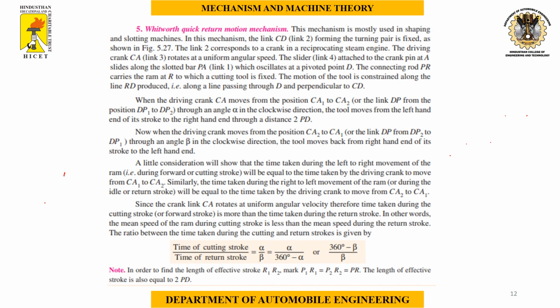The Whitworth quick return mechanism is also like the previous one, where the cutting stroke is longer than the return stroke, but the complicated movement or arrangement of links isolates this mechanism's usage. It is also used in some smaller portions where the mechanism may be in some complicated position. So this mechanism is used in shaping and slotting machines.